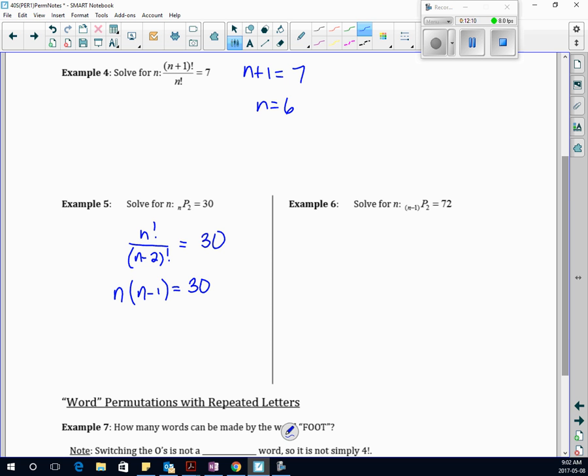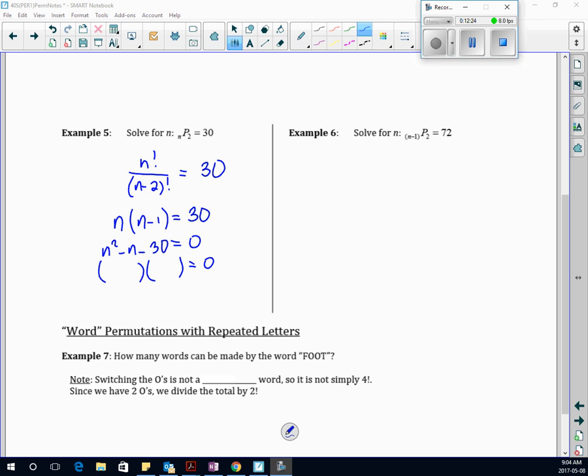So I'm going to multiply that so I get n squared minus n minus 30 equals 0, and that factors to be what? So what does this factor to be? N minus 6, n plus 5. So that means n equals 6 and negative 5. And remember the restriction, n has to be greater than or equal to 1. Reject.